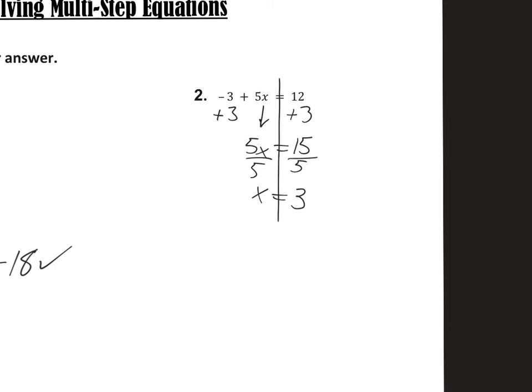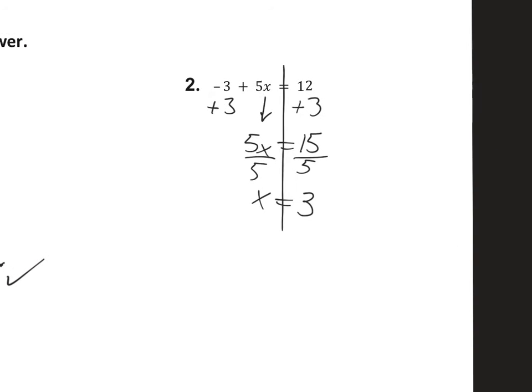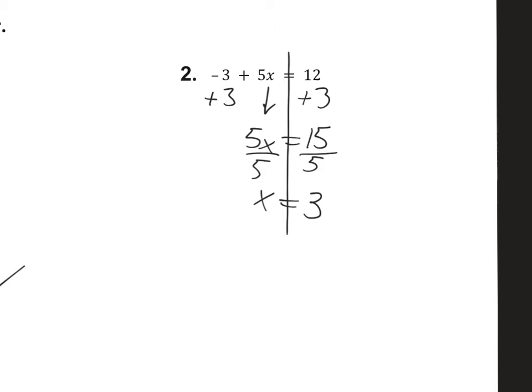Now we're going to double check. I'm going to plug that into this left side of the equation. Okay, so we have negative 3 plus 5 times, what am I going to plug in instead of x? The 3 that I got from my answer. So negative 3 plus, what's 5 times 3? 15. So negative 3 plus 15 is the same thing as saying 15 minus 3, which is 12. So yes, it did work.